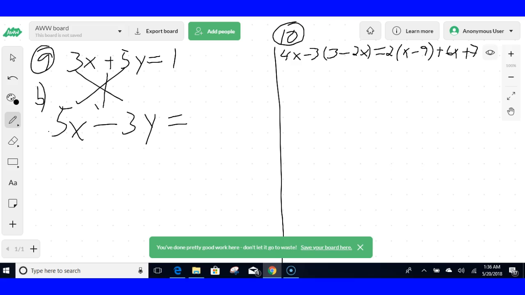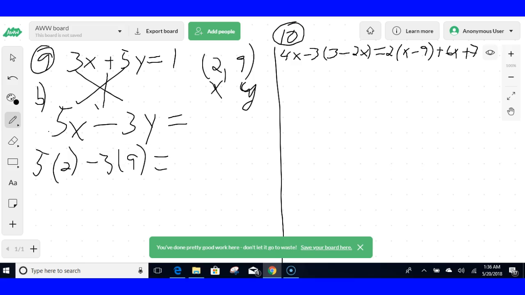So all you've got to do now is take the point (2, 9) and plug it in here. So 5 times, this is x and this is y, remember. So it's 5 times 2 minus 3 times 9. It will give me 10 minus 27, and that's how you get negative 17. And the equation you're looking for is 5x minus 3y equals negative 17.